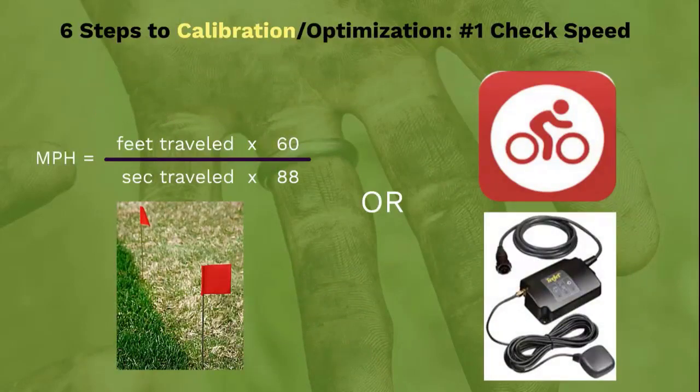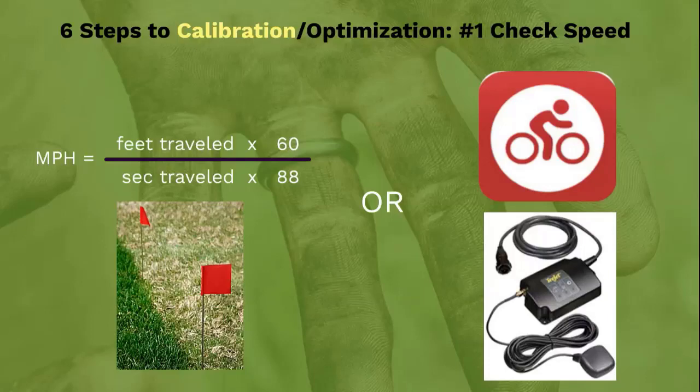To check the speed, you can do this manually with 2 flags and a calculator. Put the flags 88 feet apart. Repeat this for 3 88-foot courses. And yes, you can make them 100 or 500-foot courses or any length you want. But I like 88 because in the math, the 88 on the numerator would cancel out on the denominator. So you only have to punch 60 divided by the seconds traveled in the calculator. And I like easy things.